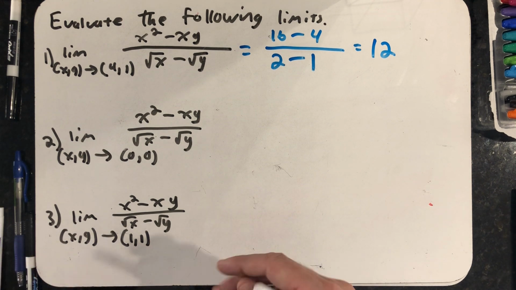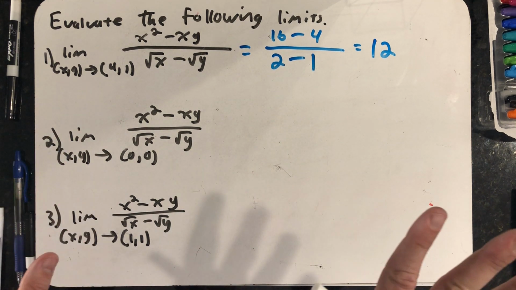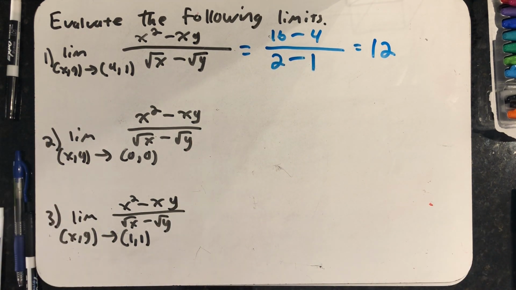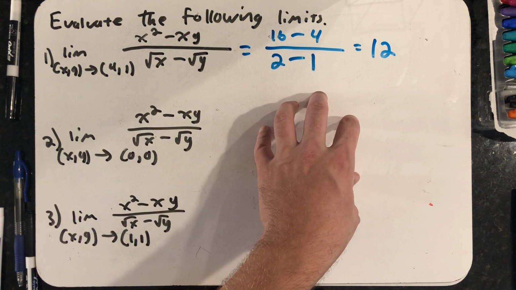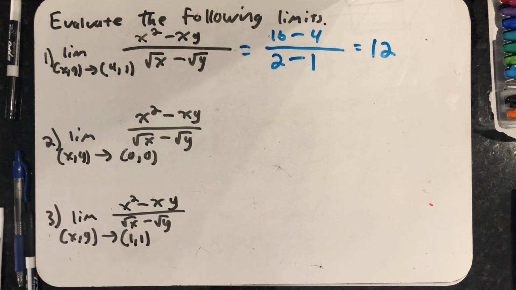So right now we need to think about limit laws. We need to think about taking the limit of the top and bottom separately. So the way through this problem is algebraic. We need to simplify that algebraic expression so that we're no longer dividing by 0. Pause the video here, write this algebraic expression down, and see if you can simplify it to cancel off the root x minus root y.